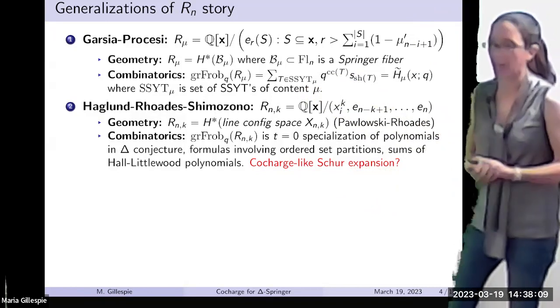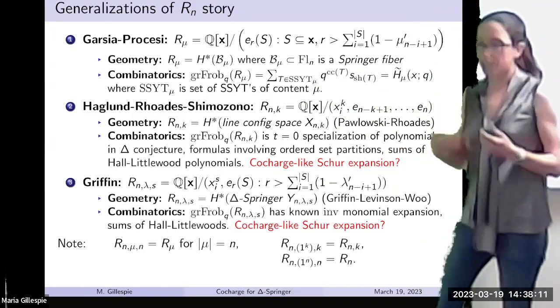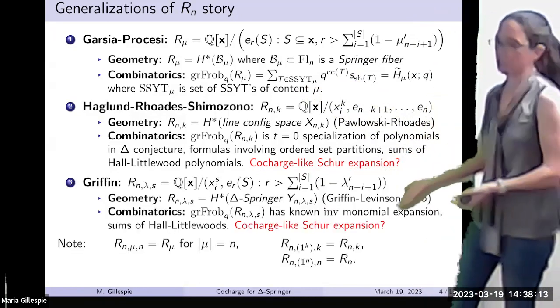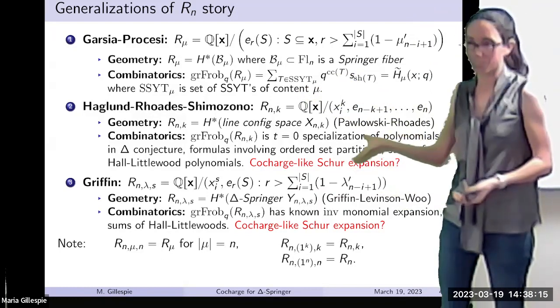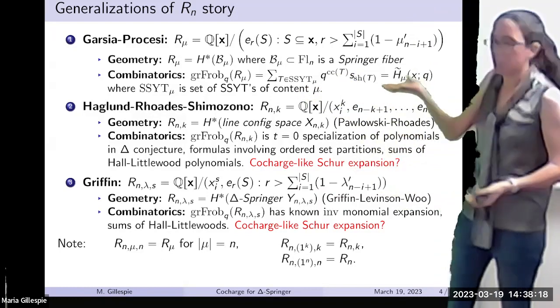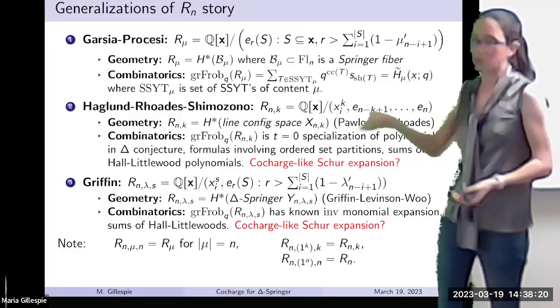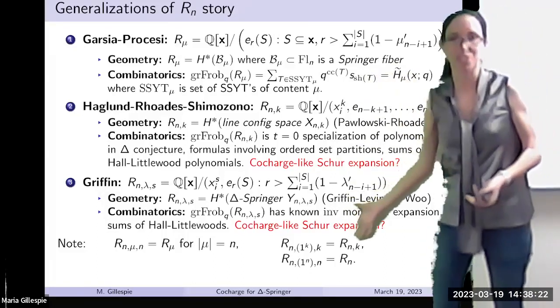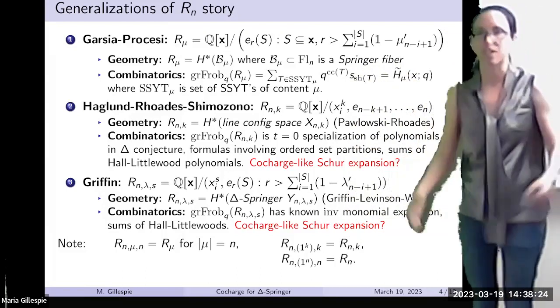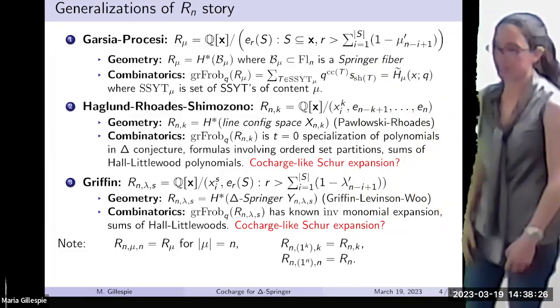more general result that we have. And the more general result is on what we call the delta Springer modules, delta because of the delta conjecture connections here, and Springer because of the Springer fibers. You put them together and you get a common generalization that Sean Griffin came up with in his thesis called R_{n,λ,S}.